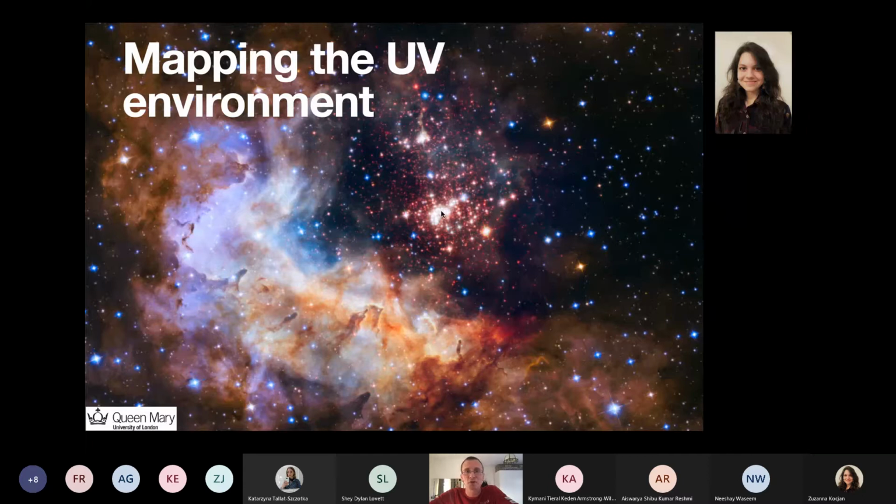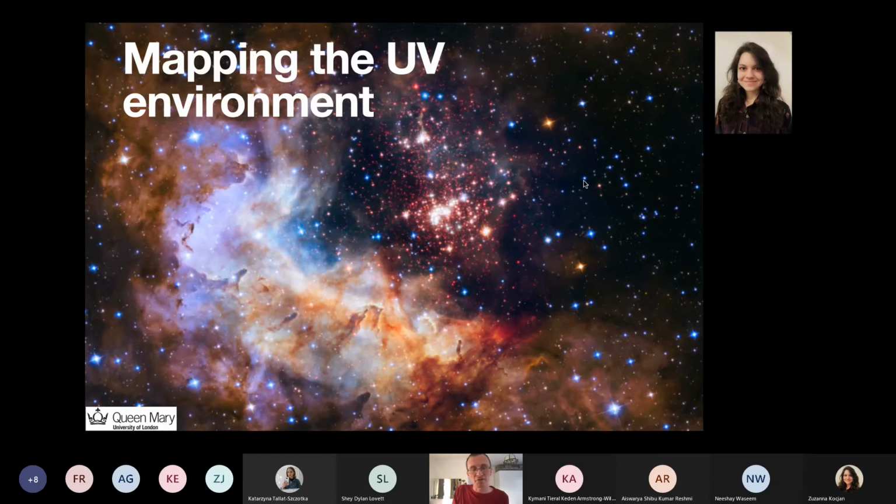Mapping the UV environment. This is just another example of a star forming region. We've got a bunch of massive stars here emitting harsh UV light. And we want to be able to say, this star over here has a disk. What UV field is it being exposed to? How strong is the UV radiation that's trying to evaporate it? And that's quite hard to work out.